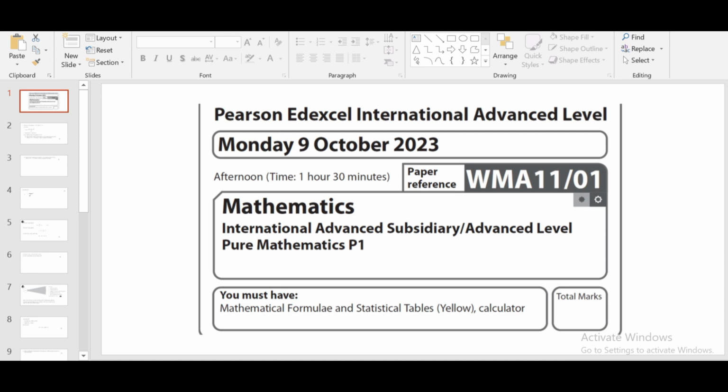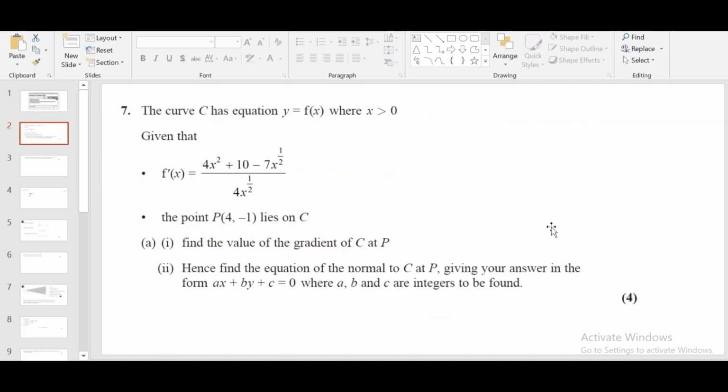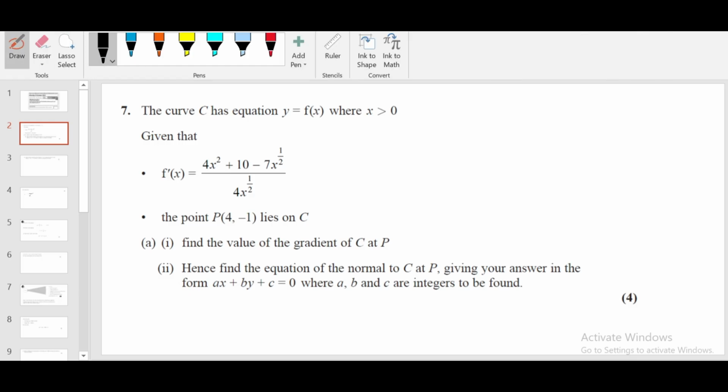We are solving October 2023 Pure Math 1 paper. In the previous video we finished till question number 6. Now let's start question number 7. This is from differentiation. You have a function given. It's not a function actually, it's f dash of x. Find the value of the gradient at P.